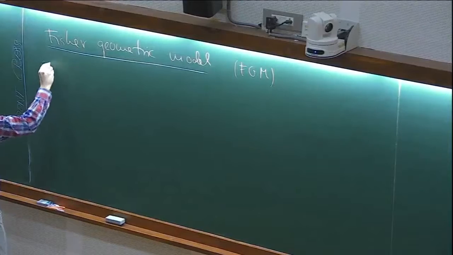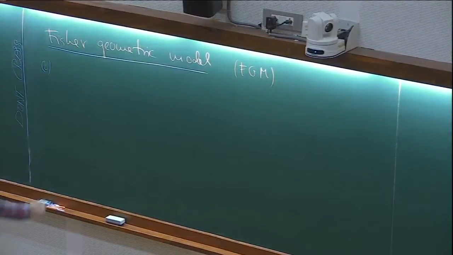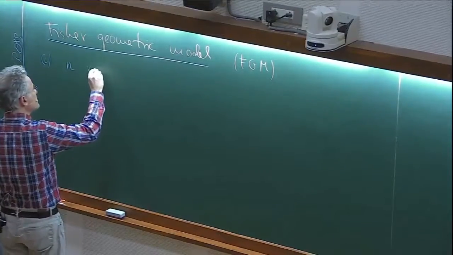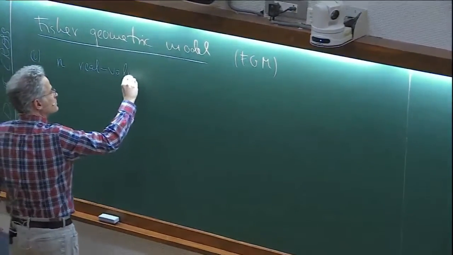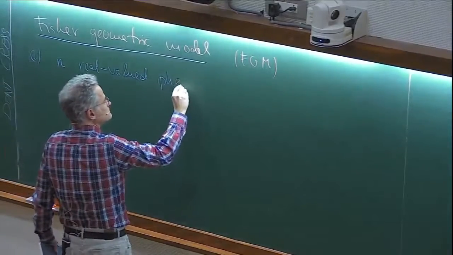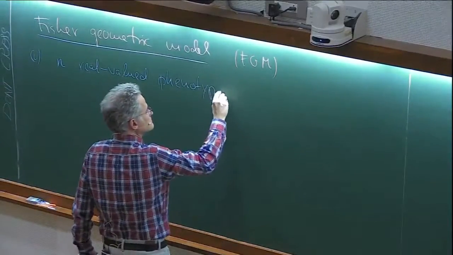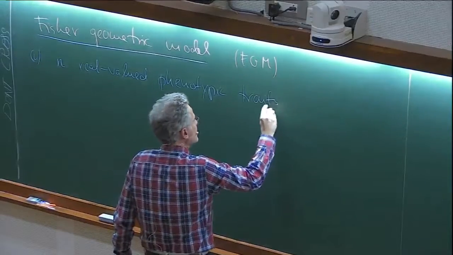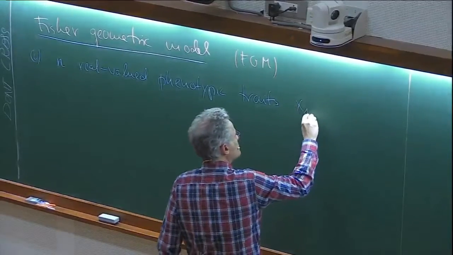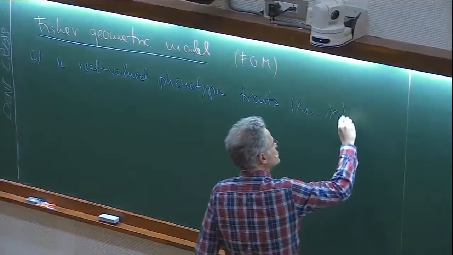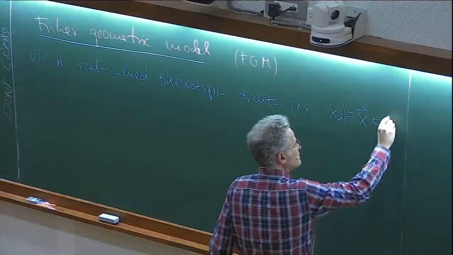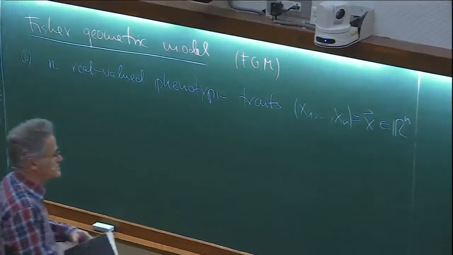We're considering a certain number of phenotypic traits. The number of traits is n, and in Fisher's reasoning, it's important that n is large. As we'll see a little later, in some sense it doesn't matter that much whether n is large or small. These are real valued phenotypic traits, and they form a vector, x1 up to xn, which I will denote by a vector. This is an element of the Euclidean n-dimensional space.